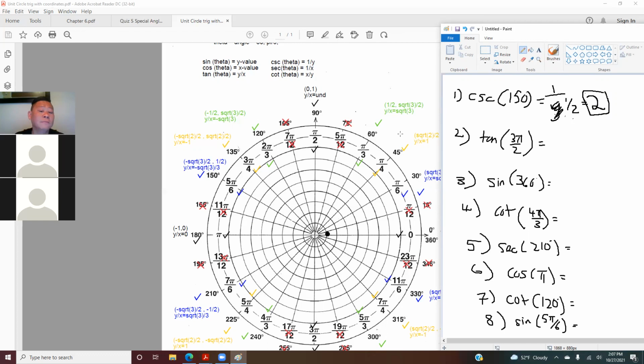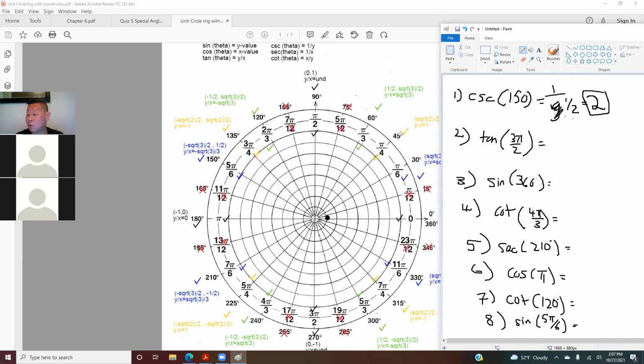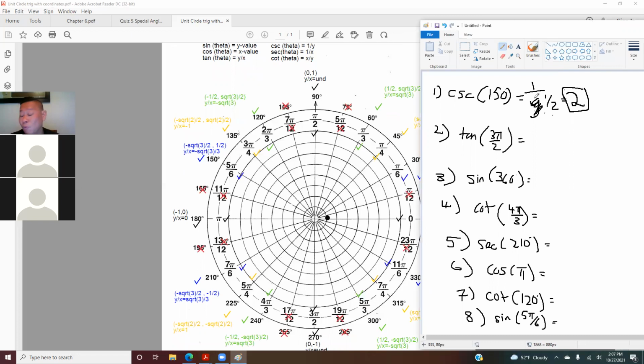You guys got it now? I want you guys to know how to do this. This is a very important class. This is 10 questions in your test, 1 point each. And if you give me 150 degrees is 5 pi over 6, you get 0. This is so important.